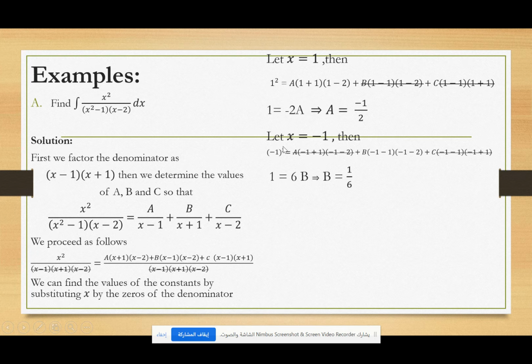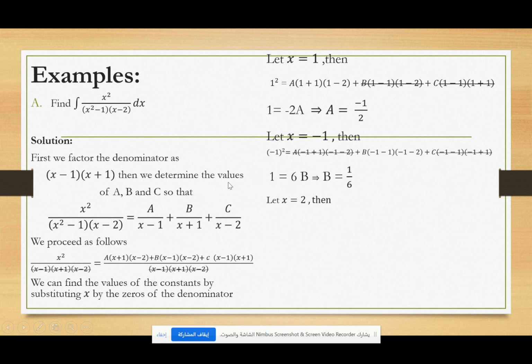So what is left? b is left. How to find it? We will have from the left side 1 equals 2. Let's calculate it. This will give you negative 2. And this is negative 3. Negative by negative is positive. 2 by 3 is 6. So 1 equals 6b, and b can be found by dividing both sides by 6: 1 over 6.